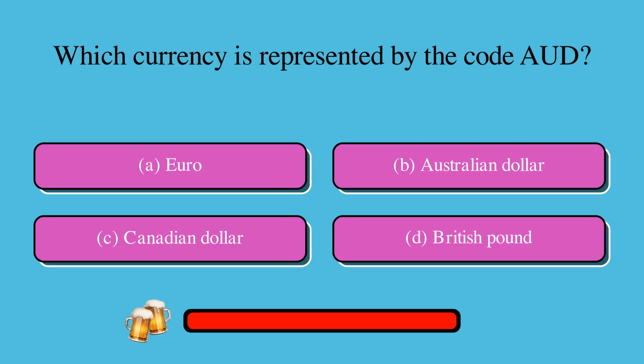Which currency is represented by the code AD? Is it A, euro, B, Australian dollar, C, Canadian dollar, or D, British pound? The correct answer is B, Australian dollar.